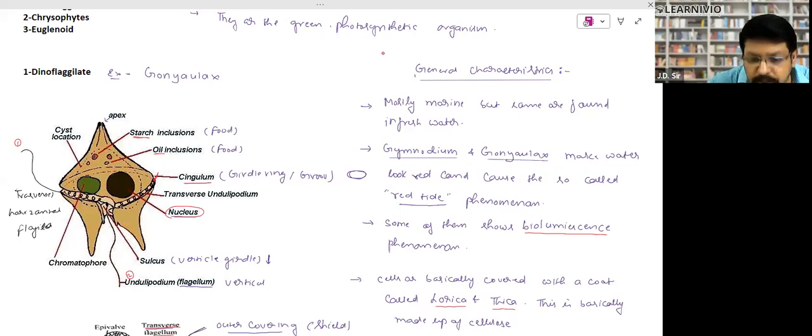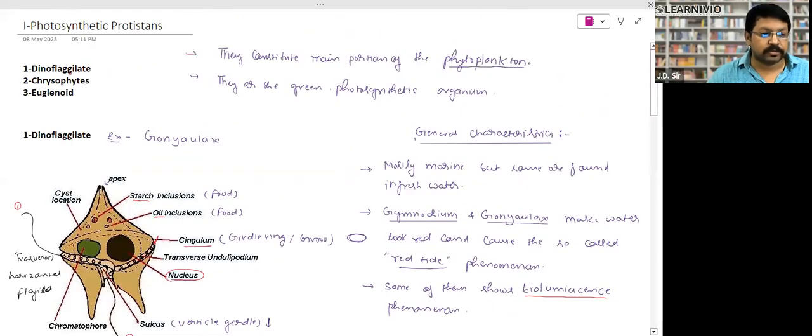Where is dinoflagellate found? Dinoflagellates are part of the photosynthetic protista. Yes, sir. Okay, so then we will start with the chrysophytes.